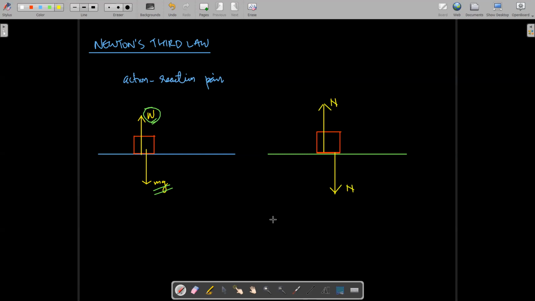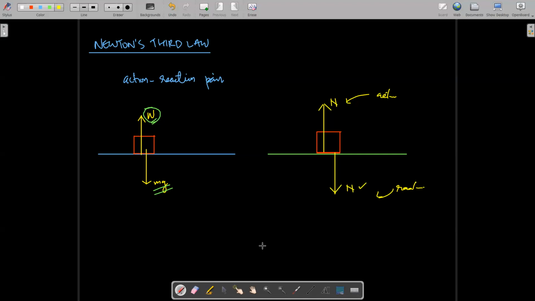This one is basically the force that is applied by this body onto the surface. When you look at it, both the forces have the same magnitude and they act in opposite directions. So if you call this action, you can call this one reaction.